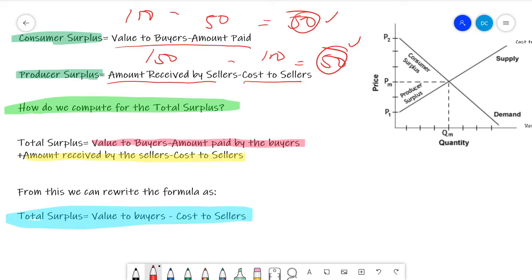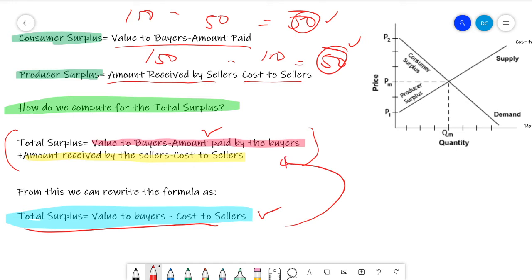So, now the question is, how do we compute the total surplus? Total surplus in a market is the total value to buyers of the goods, as measured by their willingness to pay, minus, so you can follow, this red highlight, minus the total cost to sellers of providing those goods. Sir, that's not what you said, right? Actually, what you said was this one. So how did it become this? Getting confusing, right?